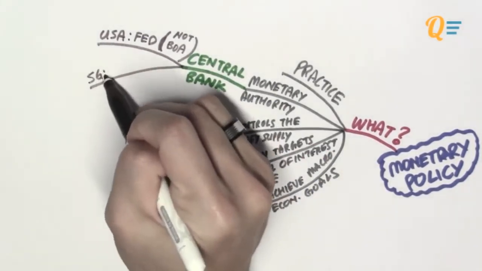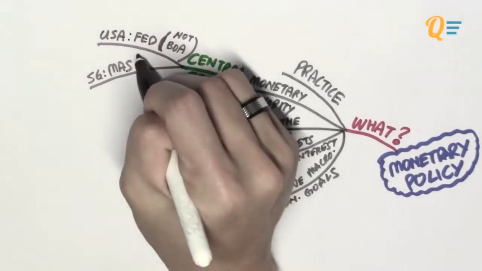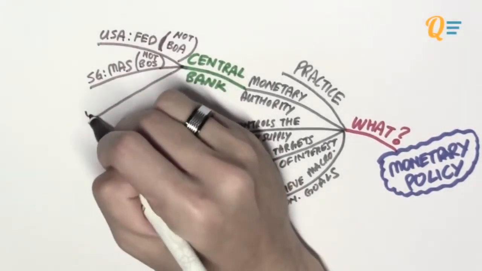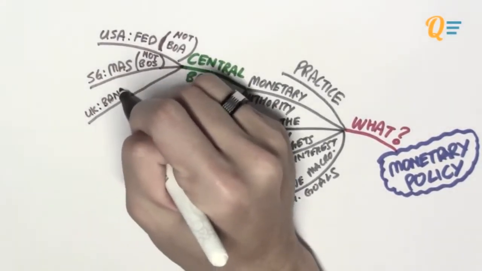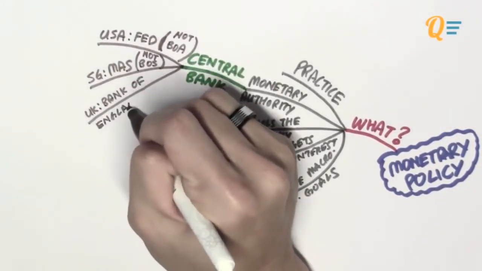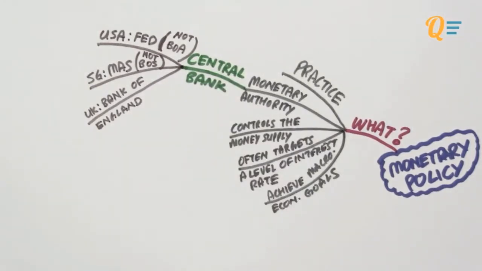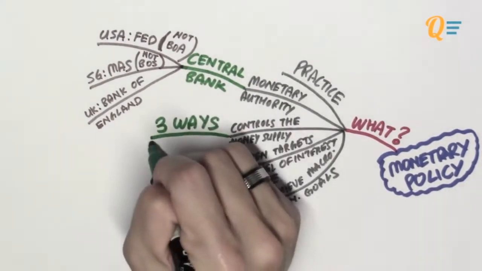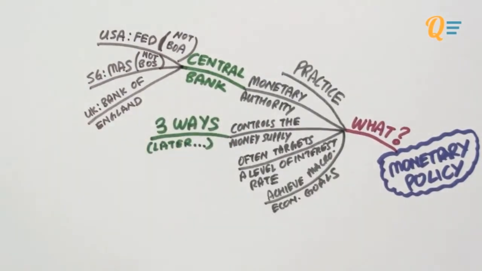In Singapore, the central bank is known as the Monetary Authority of Singapore. Well, it's not the Bank of Singapore. The Bank of Singapore is the private banking arm of OCBC Bank, okay? And in the United Kingdom, the central bank is the Bank of England. So when we talk about controlling the money supply, there are actually three ways in which the central bank can do this, but we're going to talk about this only later.